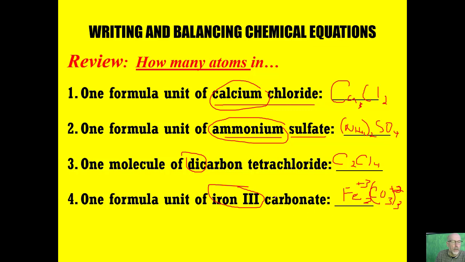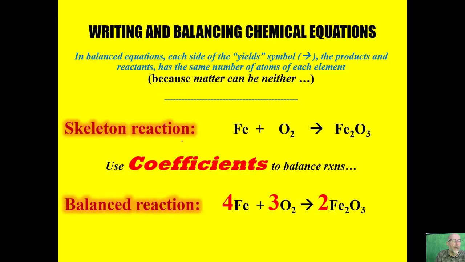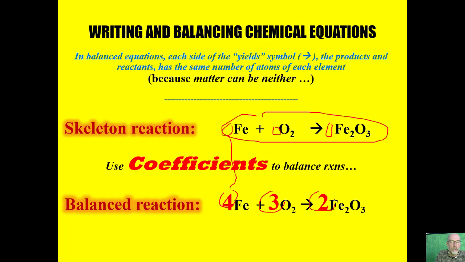That's really ugly. Sorry. So we're going to look at skeleton and balanced reactions, and we're going to focus on states of matter because we need that especially for double replacement reactions. And then we'll practice. So the first thing is, this is a skeleton reaction because you don't have anything here or here or here. It's a skeleton reaction, but when it's balanced, you put in coefficients like 4 and 3 and 2. Those are coefficients.